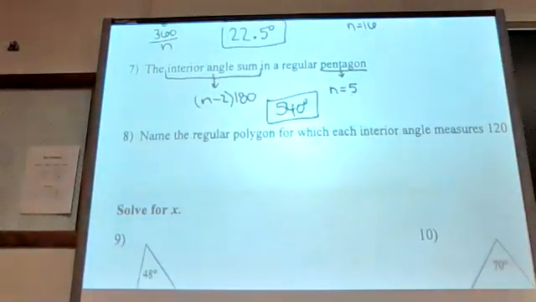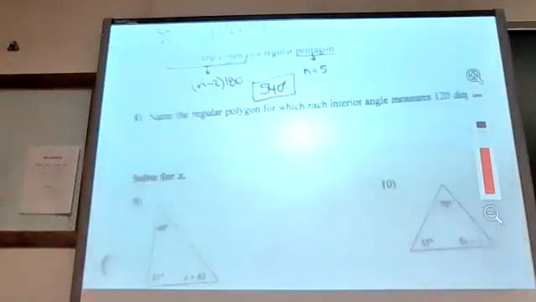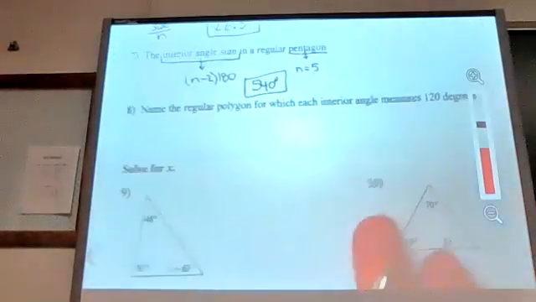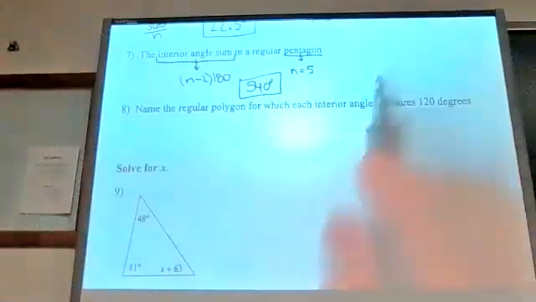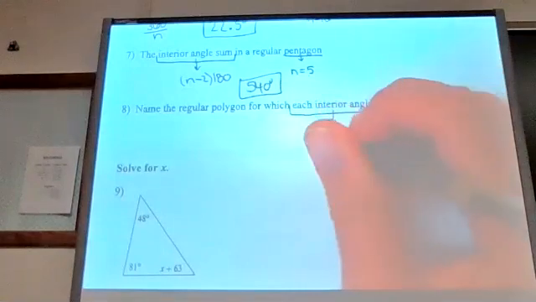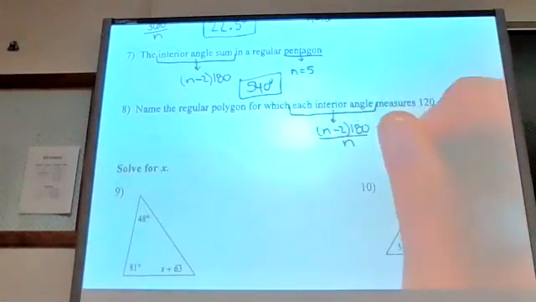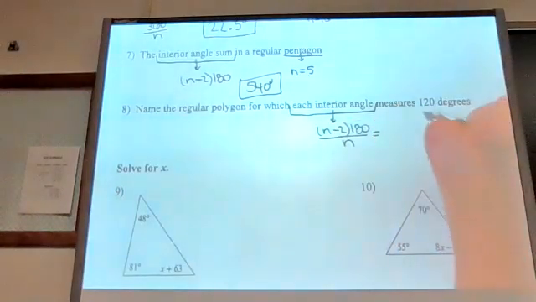Now, the last one is the trickiest one here because it doesn't give you the polygon. What it gives you is, it says each interior angle, that's this formula, equals 120.